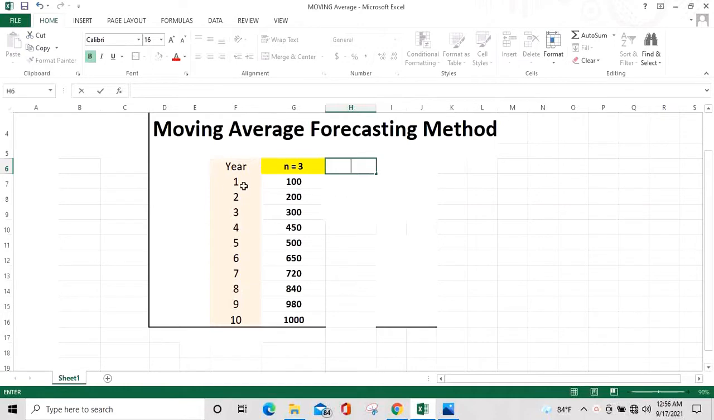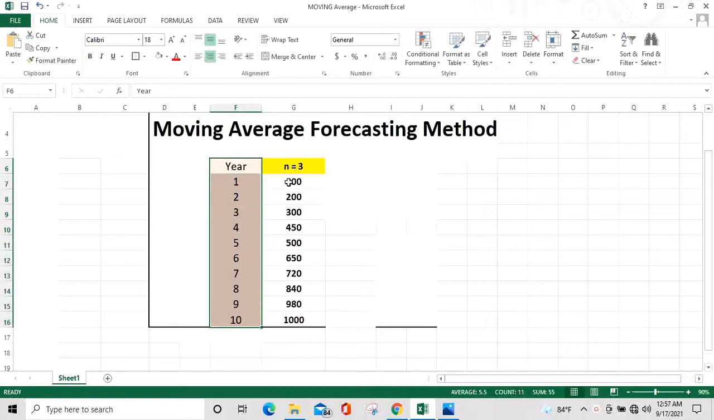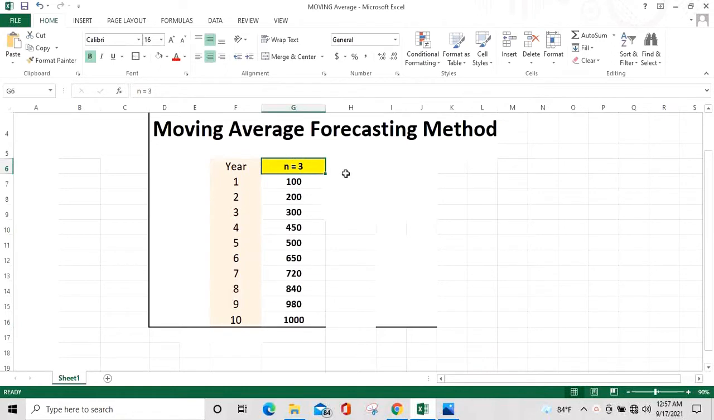Here you can see on the screen that 10 years of data is given and n is equal to 3. So you can develop a forecast for the period 4 to 10 using the moving average method. N is 3 because it means that you have to start your method from year 4. If n were 2, then you would have to start your forecasting method from year 3.